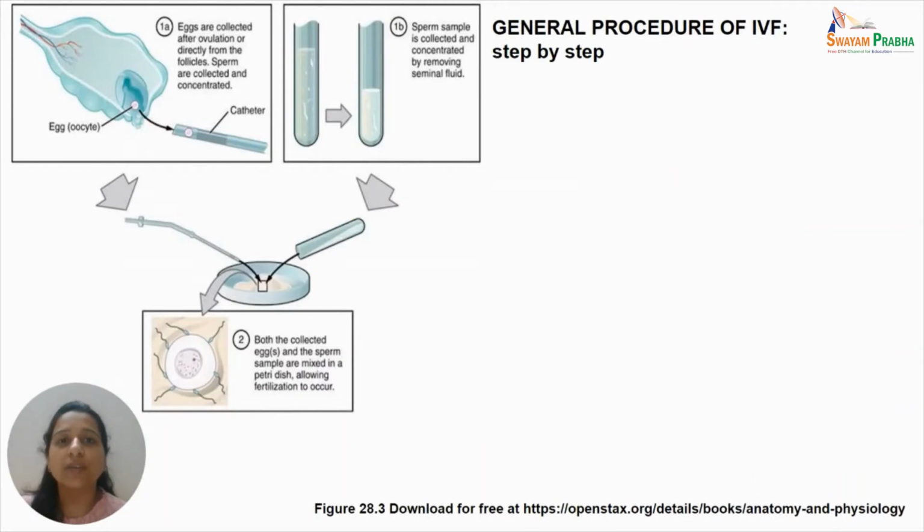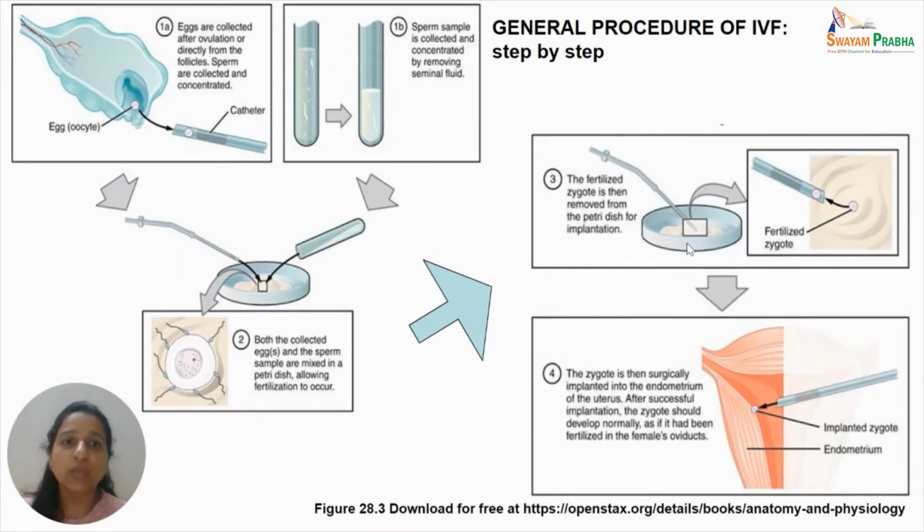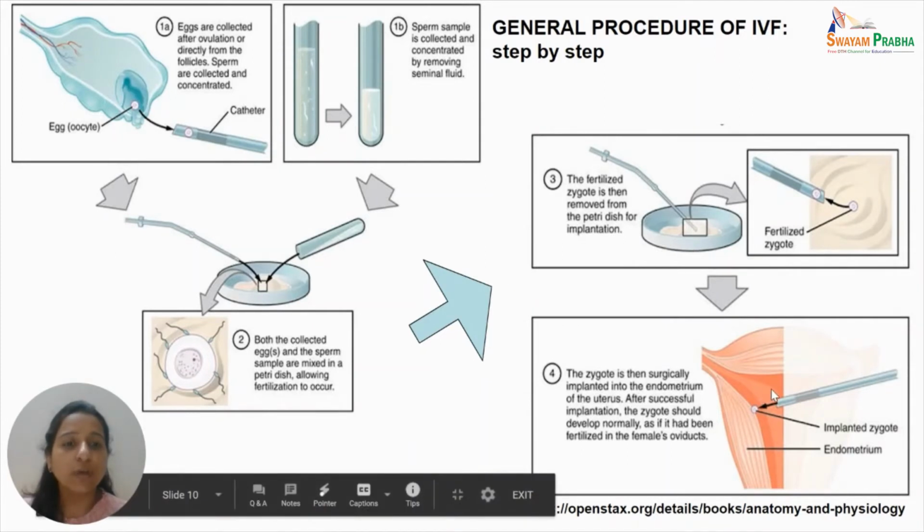This diagram shows the general step-by-step procedure of IVF. In the first step, as you see, eggs are collected after ovulation or even directly from the follicles. A sperm sample is also collected side by side and concentrated by removal of the seminal fluid. The next step involves fertilization, in which both the collected eggs and the sperms are mixed in a petri dish, and fertilization is allowed to occur. After this, the fertilized zygote is removed from the petri dish so as to be implanted into the uterus of the mother, and this is done by surgical implantation.